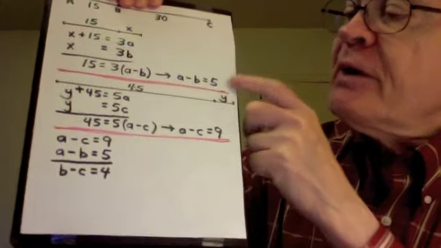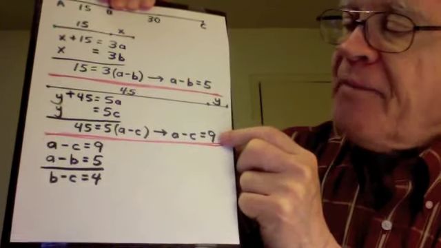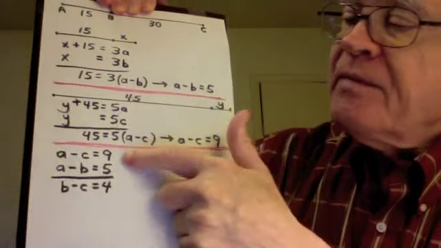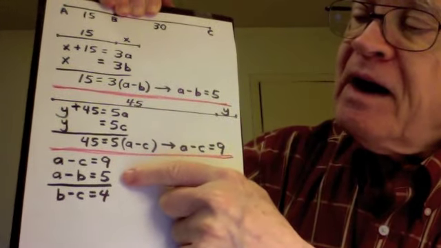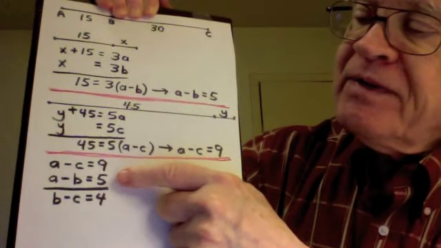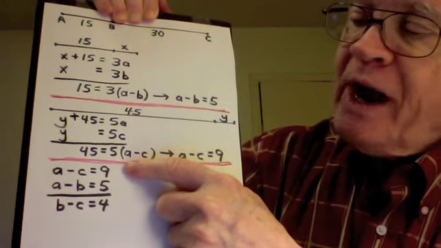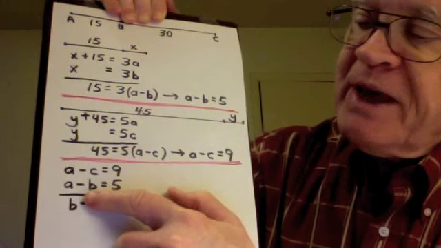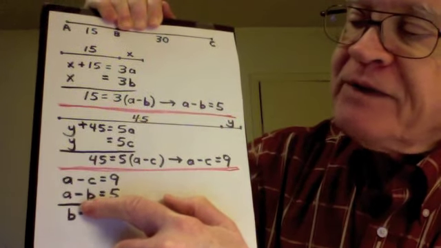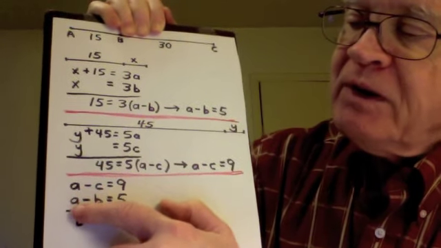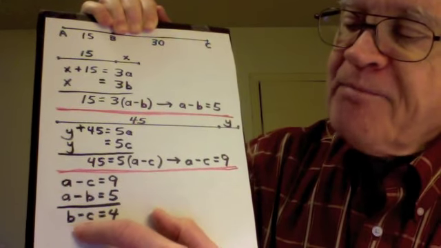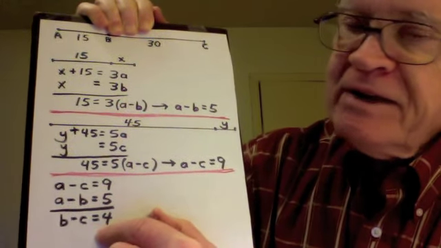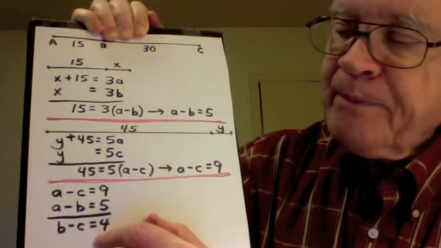I take those two equations, a minus c equals 9, a minus b equals 5. I subtract this equation from this one. When I do that, the b will become positive, the c will stay negative, the a's will subtract to 0, and so I get b minus c equals 4.